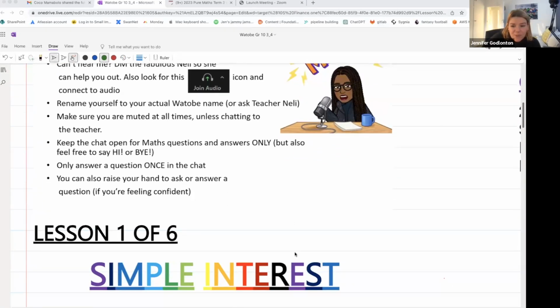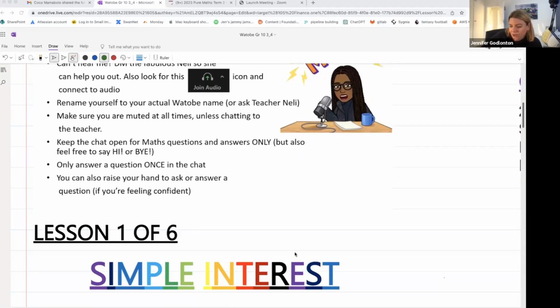We're going to jump into some simple interest today. Before we go through the formula and talk about what it means, can anyone tell me in words, without using the formula, what simple interest is? You can either write it in the chat or pop your hand up and talk to us, whichever you feel more comfortable with. Who can tell us what simple interest is?